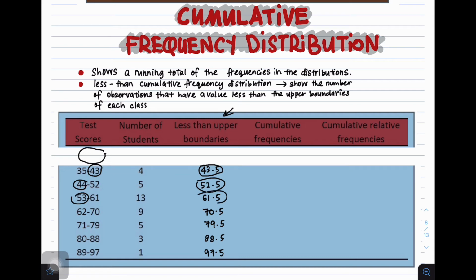Upper boundary kelas ini adalah the lower boundary kelas seterusnya. Okay, so macam mana kita nak cari the upper boundary of the class before our first class is by looking at the lower boundary. So our lower boundary is 34.5. It will be the upper boundary for the previous class. Okay, so you see, the lower boundary of this class is the upper boundary of the previous class.